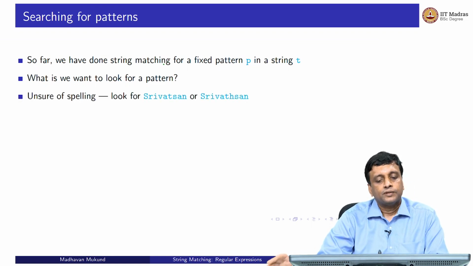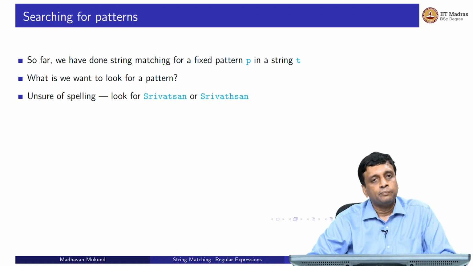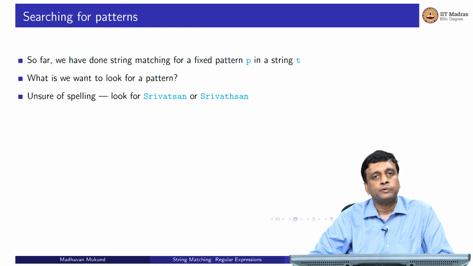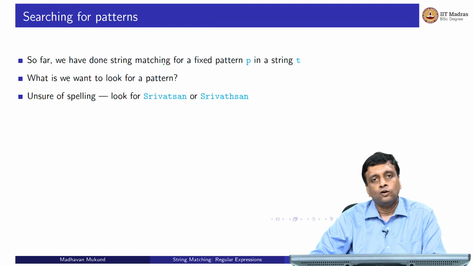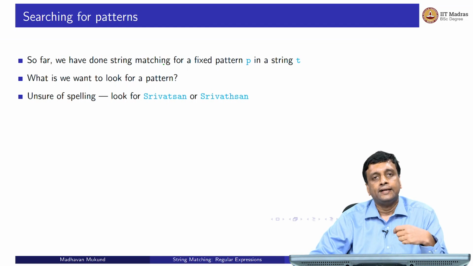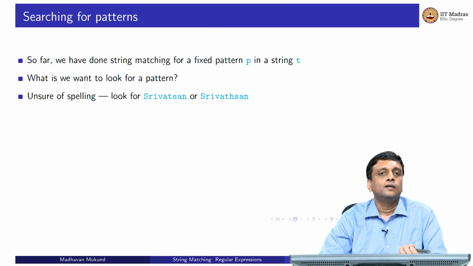So for example, supposing you are looking for a name which is spelt differently by different people. So let's say you are looking for the name Srivatsan and you are not sure whether the name is spelt with a T or with a TH. Now you could of course give two sequential queries. You can first look for Srivatsan with a T alone and then look for Srivatsan with a T and an H. But it would be nice if you could express your query as saying look for either copy of this, right? So that is a more flexible search than looking for a fixed string.